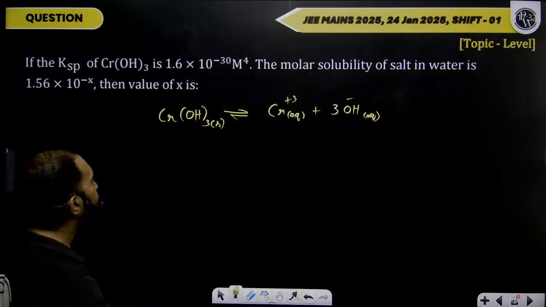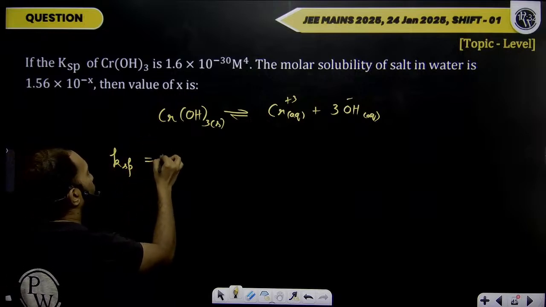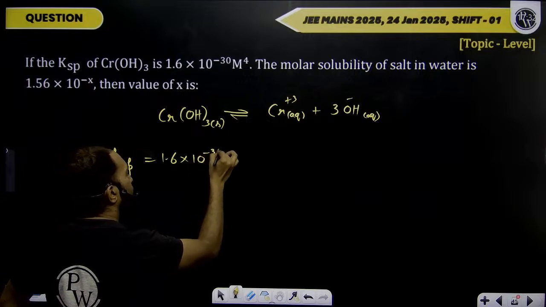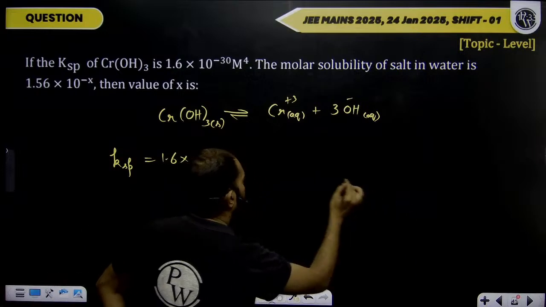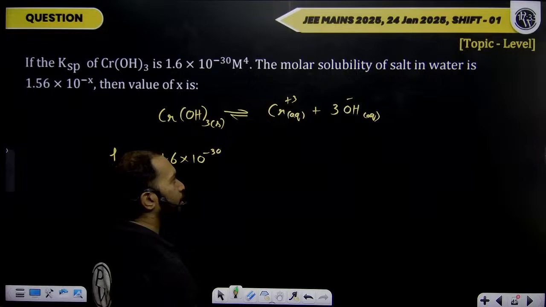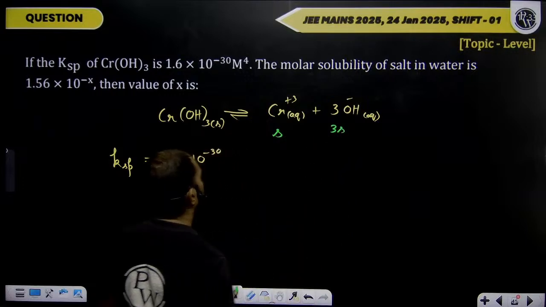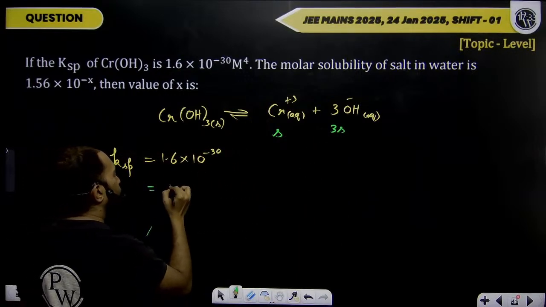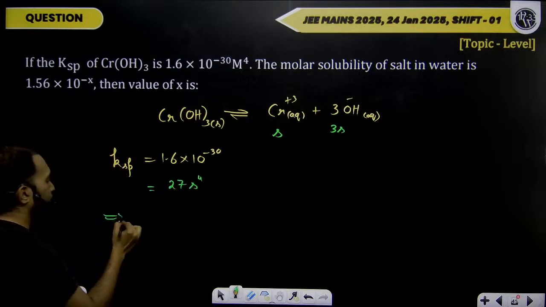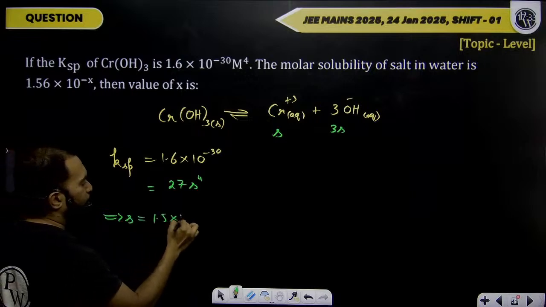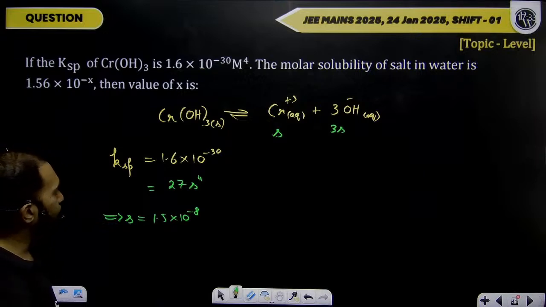Okay, let's see. What is given? KSP is given. KSP for chromium hydroxide is 1.6 into 10 to the power minus 30, right? If you write the equation over here, solid chromium hydroxide gives you Cr3+ aqueous plus 3 times OH minus. So you will say Cr3+ is produced as S, and OH minus is produced as 3S. So KSP should be equal to 27S to the power 4. If you calculate S from here, this will come out to be somewhere around 1.5 into 10 to the power minus 8.